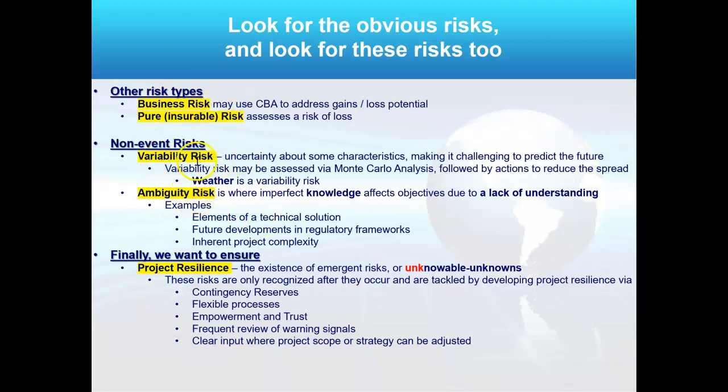Now, there are also risks in terms of variability and ambiguity, right? Variability risk is like the weather. The weather varies. It's a risk. Even though it's 20% chance of rain, we know it probably won't, right? So it's variable. There is also ambiguity risk, right? When we have imperfect knowledge, it's going to affect the objectives because we have a lack of understanding. That's ambiguity risk. And here are some examples. So these are just some other risk terms that we don't use very often, but to be a great project manager, you should be able to consider them.